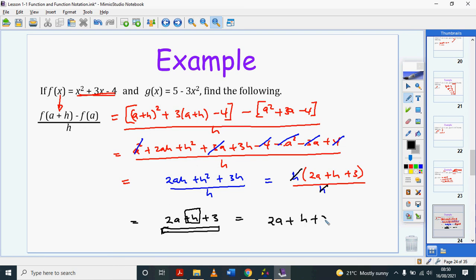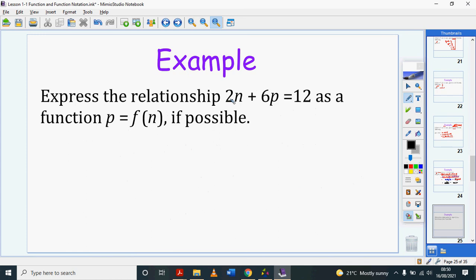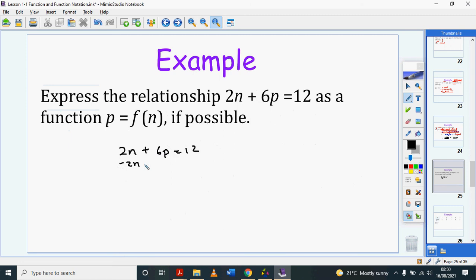Yeah, good. Okay, express the relationship 2n plus 6p equals 12 as a function. P is a function of n, if possible. So, what this is simply asking you to do is solve for p. Are you able to solve for p in this expression? You have 2n plus 6p equals 12. If I want to solve for p, I'm going to take off 2n on both sides. Then I'll have 6p is equal to 12 minus 2n.